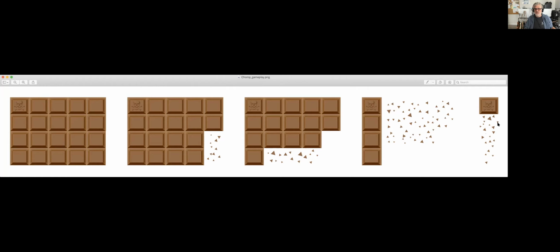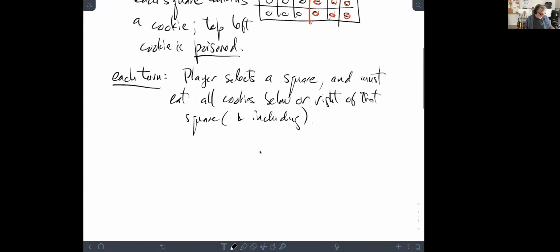And then finally player two selected this, ate everything below, and look what happens. Player one has to eat the poison square and loses. So that's how this game ends. So let's go back here. The player who is forced to eat the poisoned cookie loses, obviously. Okay, so that's the game.